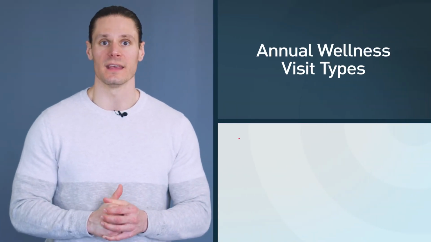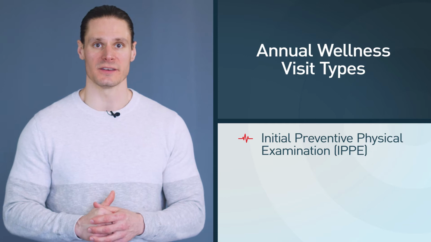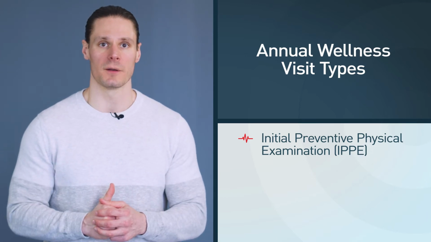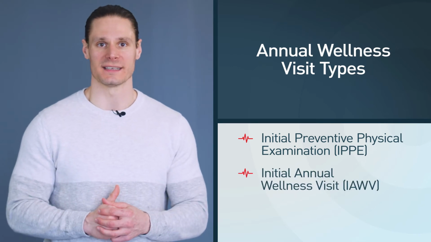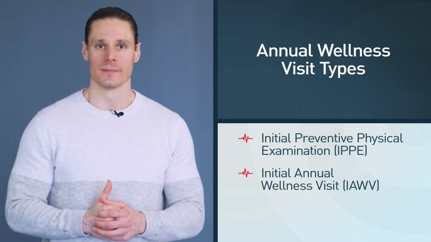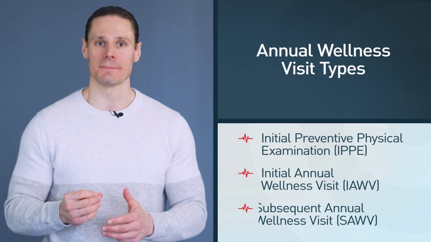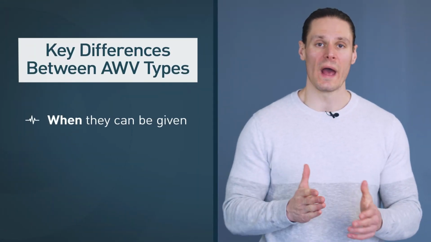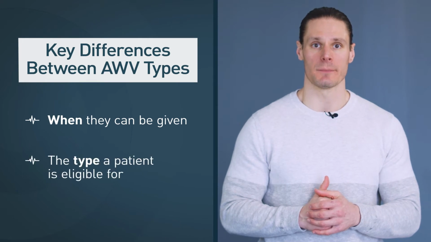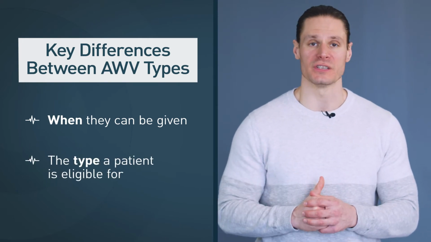Wellness visits come in 3 different varieties. These include the Initial Preventive Physical Examination, or more commonly known as the Welcome to Medicare or IPPE visit, the Initial Annual Wellness Exam, or the IAWV, and each year thereafter a subsequent annual wellness visit, or the SAWV. All of these annual wellness visits are very similar, but it is important to note some of the main differences for billing purposes. Mainly, the difference between when the annual wellness visit should be done with the patient and what type they are eligible for.